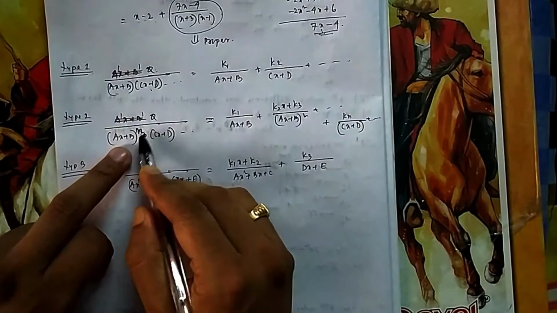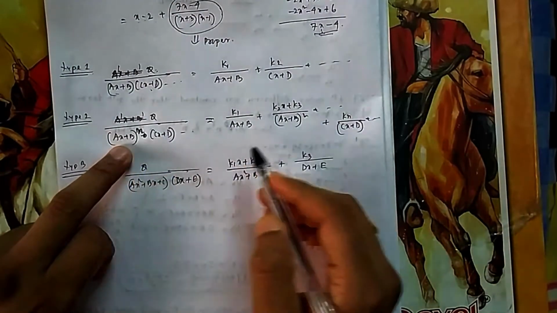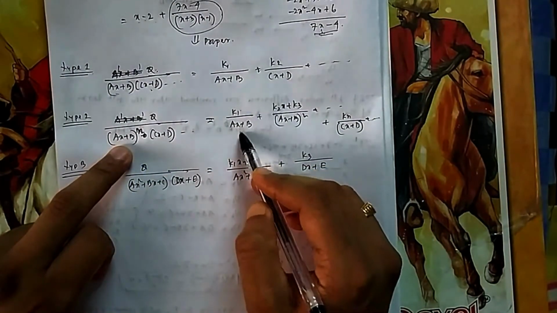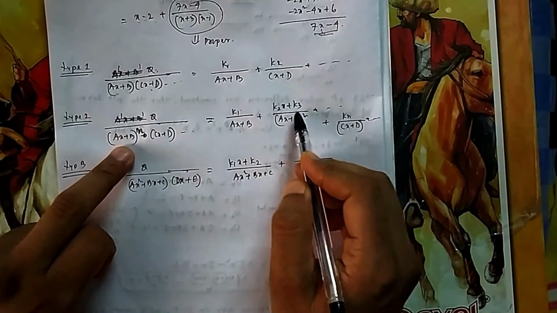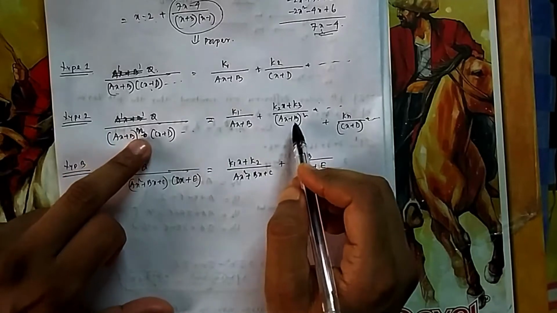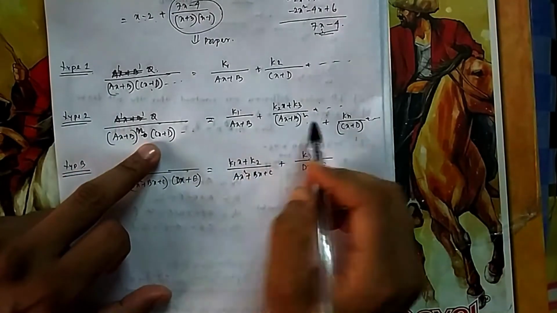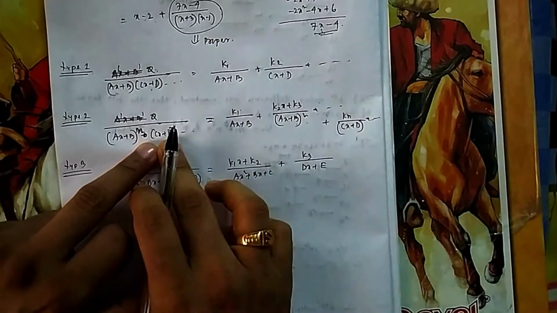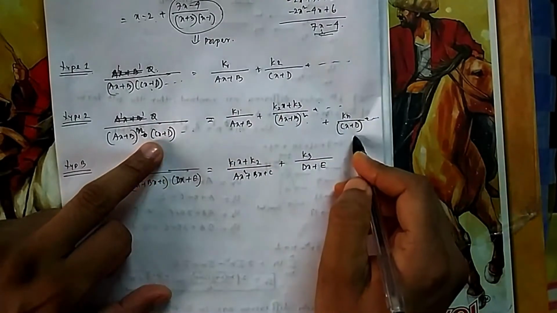Now suppose one linear root is repeating, suppose it is to the power n. Then how to write it? It is k1 by this, then next divided by square, next divided by cube, you have to go up to n. Suppose it is square, then you have to stop at square. And then the rest, the linear factors, all others. No power is there, one power, so it is only one time.